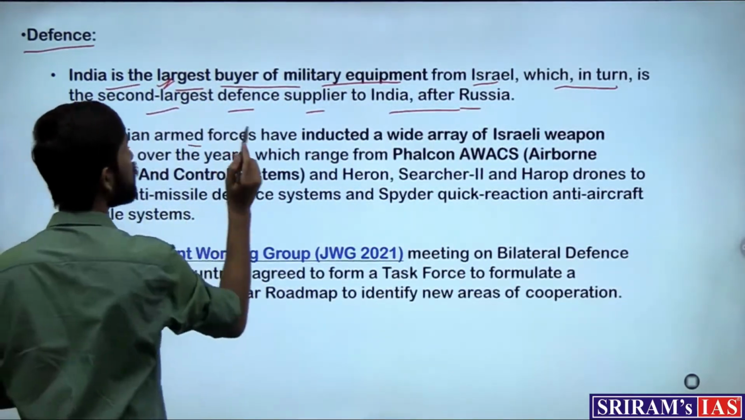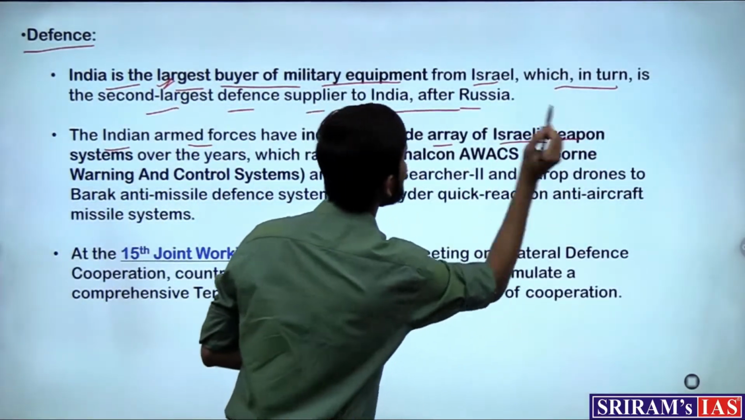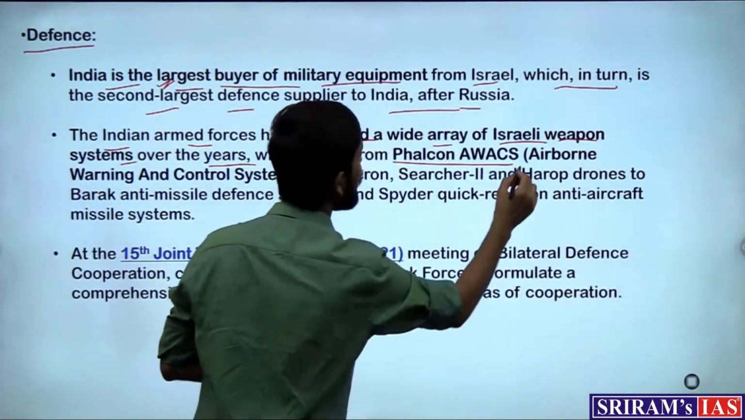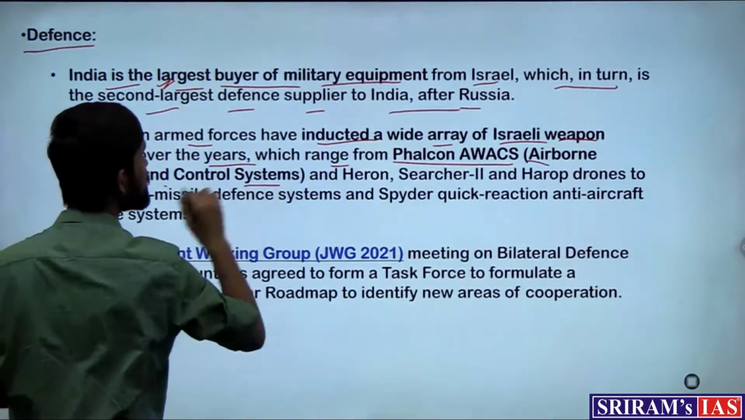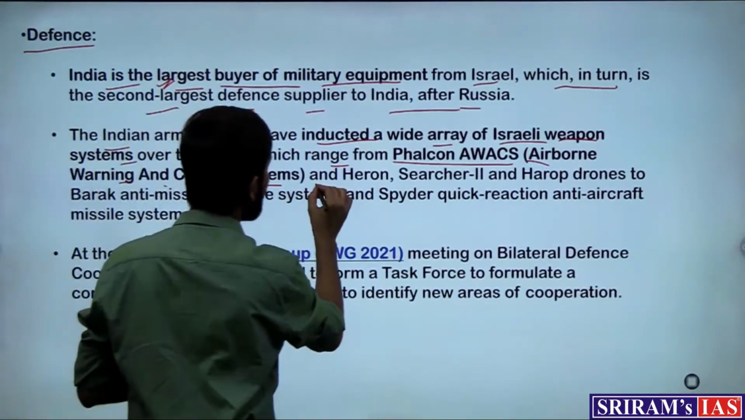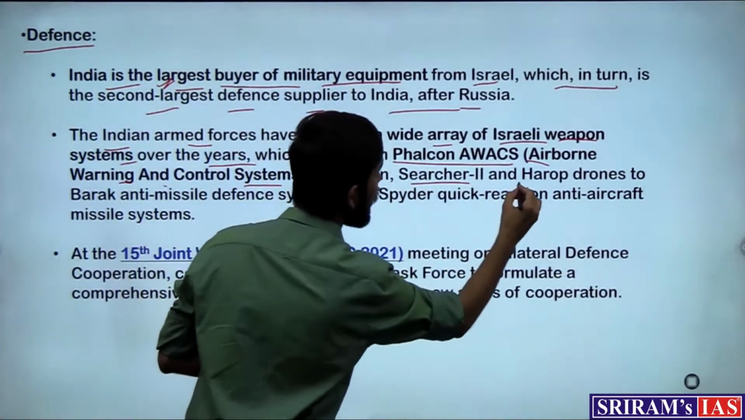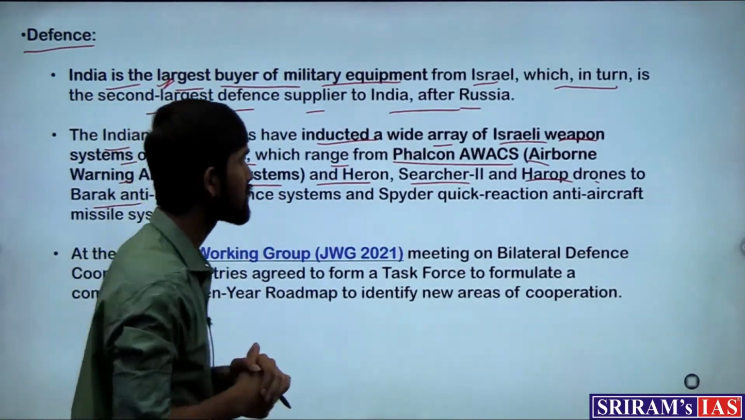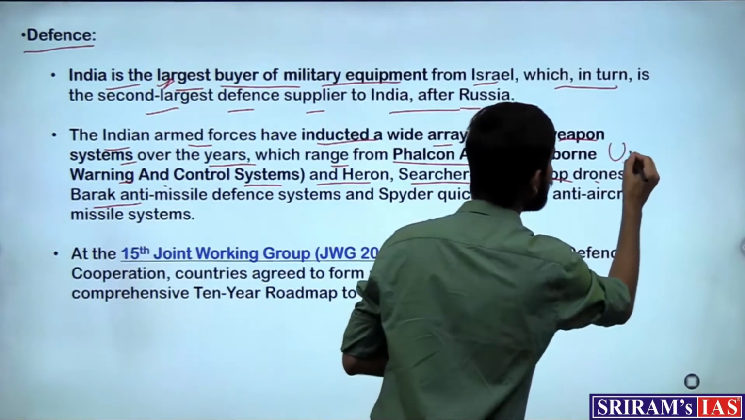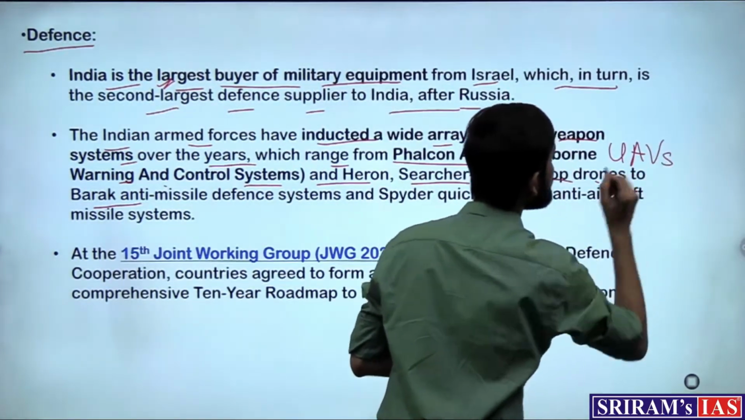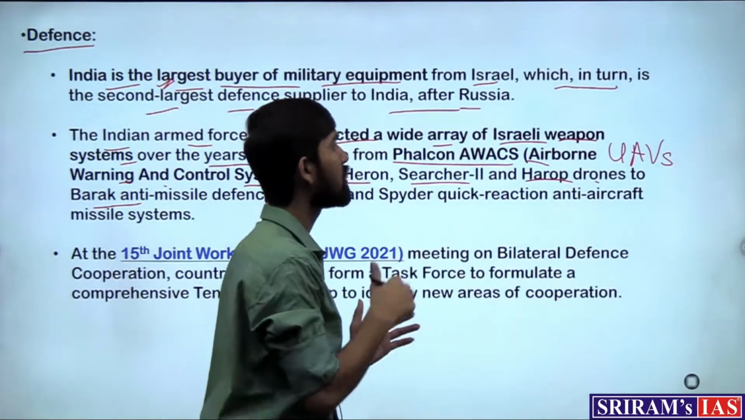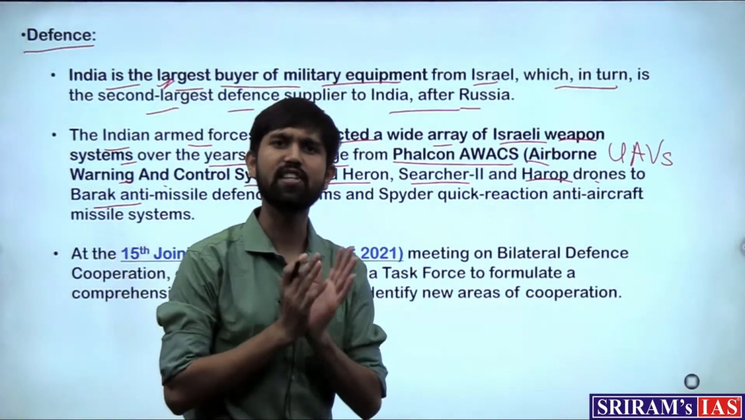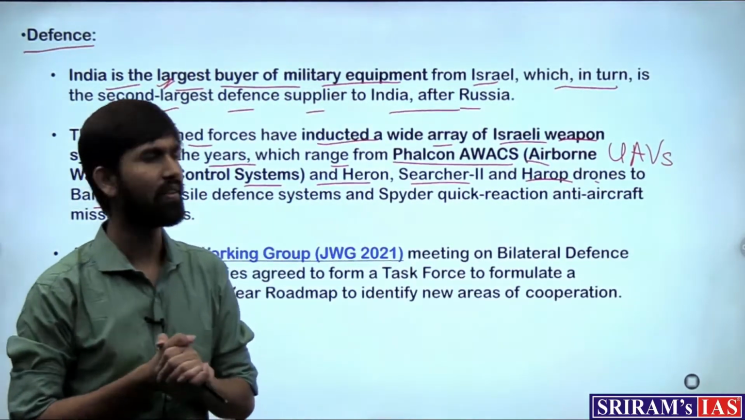And the Indian armed forces have inducted a wide array of Israeli weapon systems over the years, which range from Falcon AWACS or airborne warning and control system. These are high-tech systems, and Heron, Searcher 2 and Harop drones. This particular meet between the two defense ministers is also focusing on UAVs, or what we call unmanned aerial vehicles, or simply known as drones. So we see that India and Israel share quite a deep relationship in defense ties.